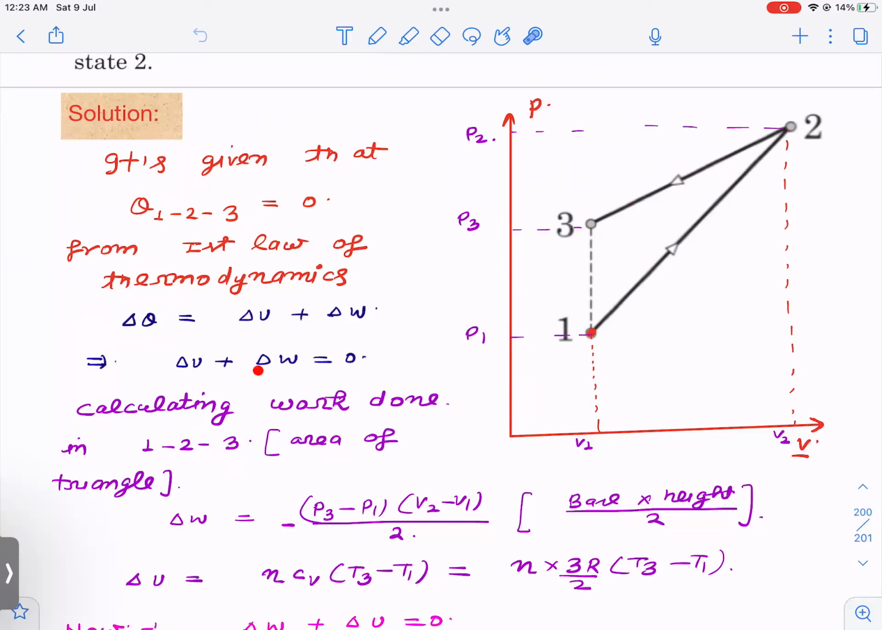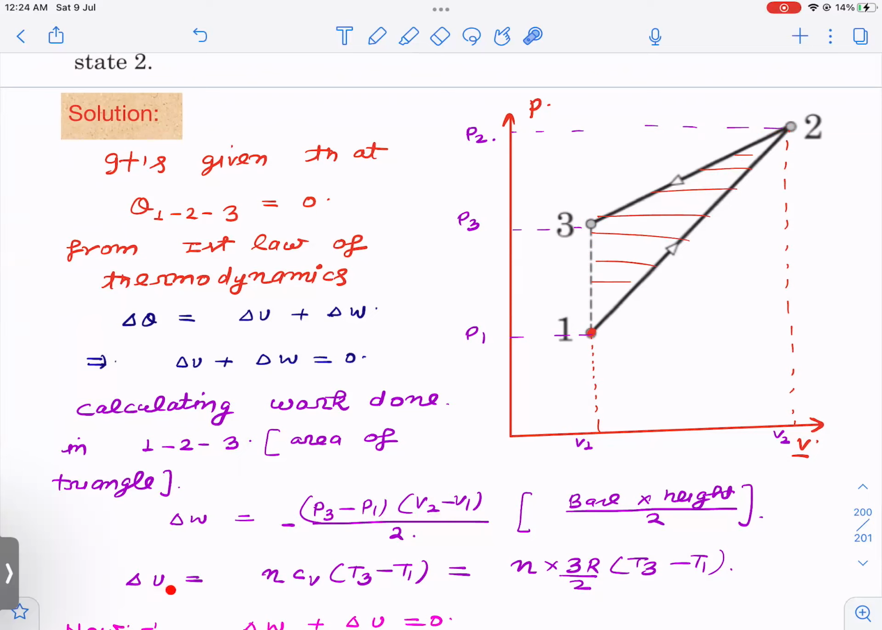So delta U plus delta W is equal to 0. I have just calculated delta W. Delta W is just the area of this region, because you can assume this as a closed loop, and from 3 to 1 there is no work done. The area of this triangle is base times height by 2. The base is P3 minus P1, where I'm assuming the pressure here as P3 and here as P1, and the height is V2 minus V1. So it is base times height by 2, but negative because overall work done is negative.